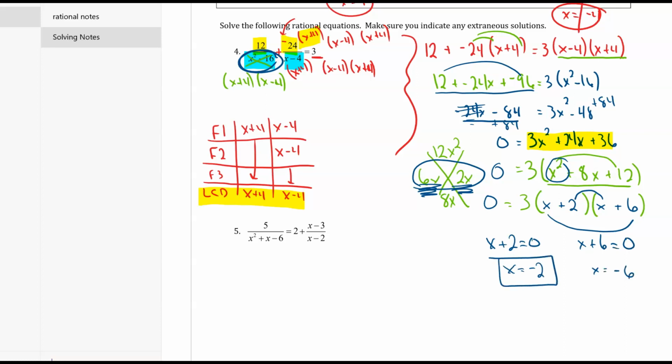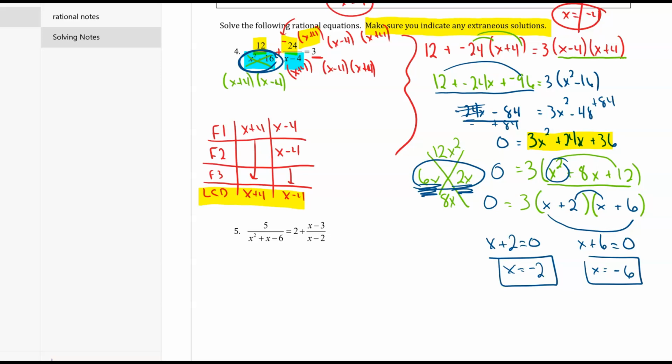So those are my 2 answers. Now, one thing we're going to have to check for are what are known as extraneous solutions. The idea is that even though we did all the math to get the answer, is that an answer that would work if we plugged it back in?